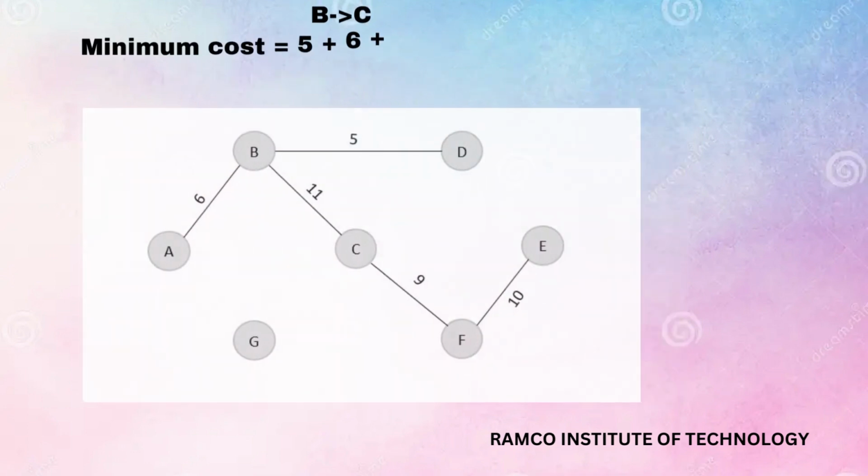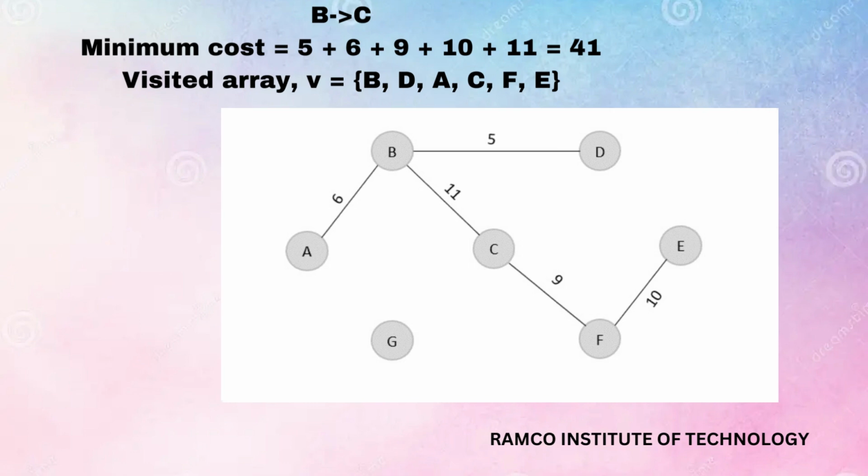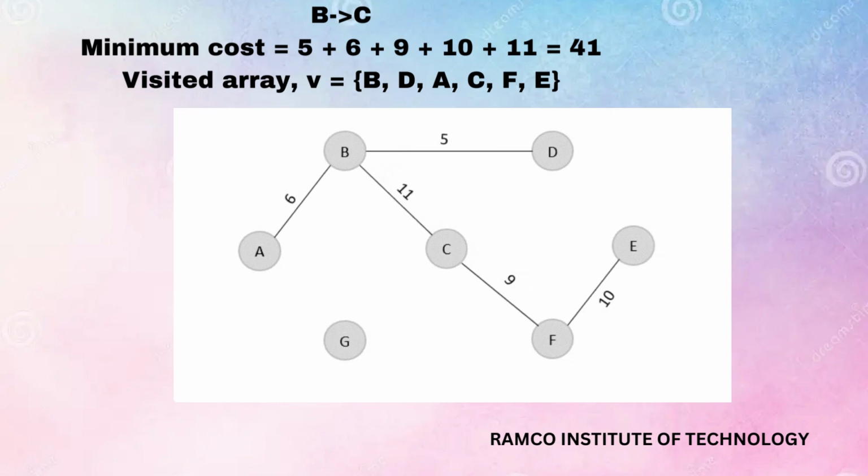The next least cost edge that is to be added into the minimum spanning tree is B to C with the weight 11. So here we are adding this edge B to C into the minimum spanning tree. All the visited vertices should be available in the visited array. The visited array contains B, D, A, C, F, E.